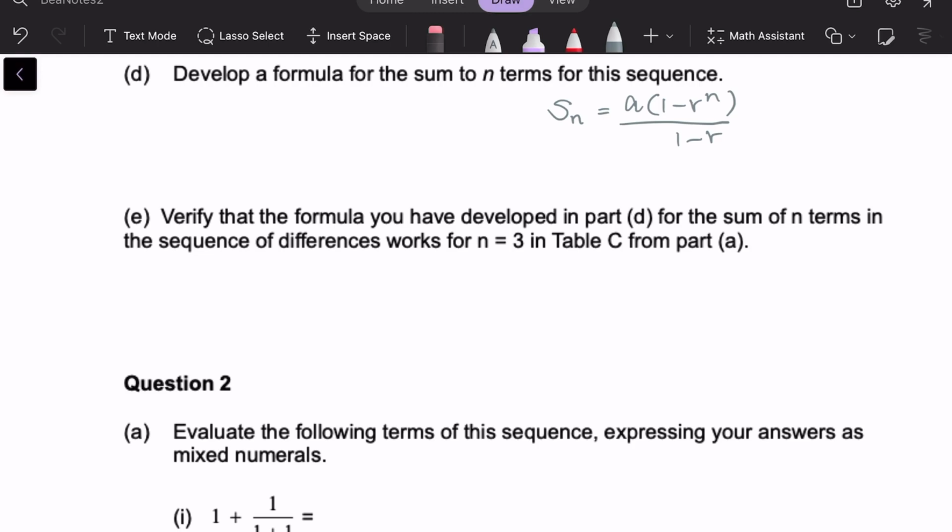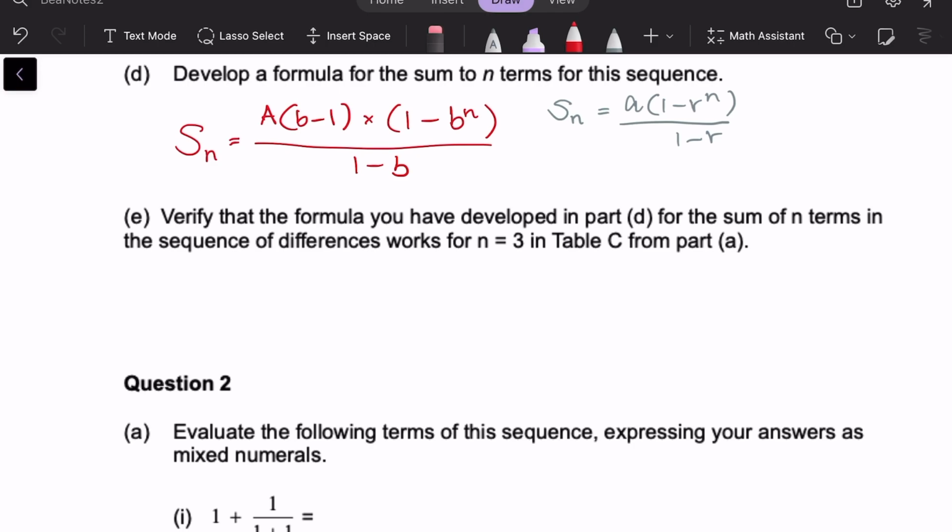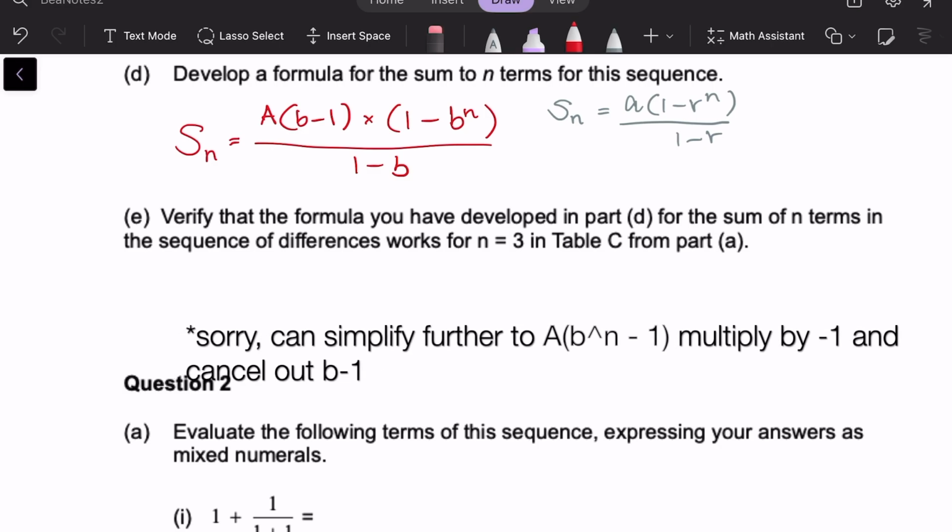So S_n, I'll use red. S_n, in our case, a is the first term, and our first term is a(b-1), multiplied by 1 minus the ratio to the power of n. So our ratio is b, to the power of n, over 1 minus the common ratio, which for us is just 1 minus b, because b is the common ratio. And that's actually it. That's the formula. We just have to substitute it into this.